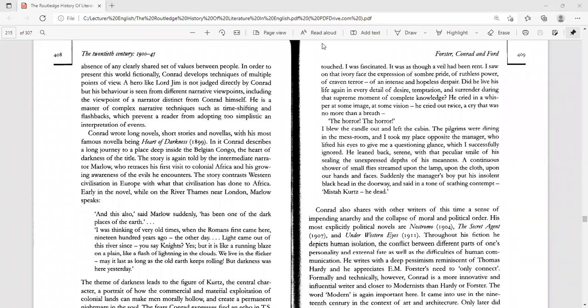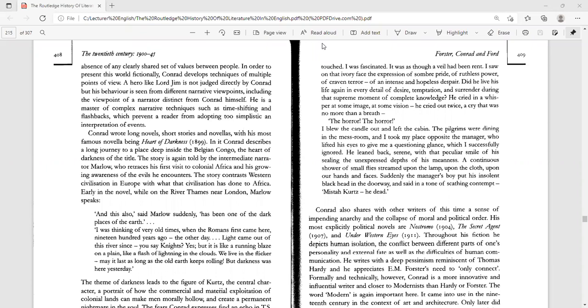When Marlowe returns home, and he has some letters which were written by Kurtz for his fiancée, he meets her and he tells the lie that when Kurtz died, he uttered her name.